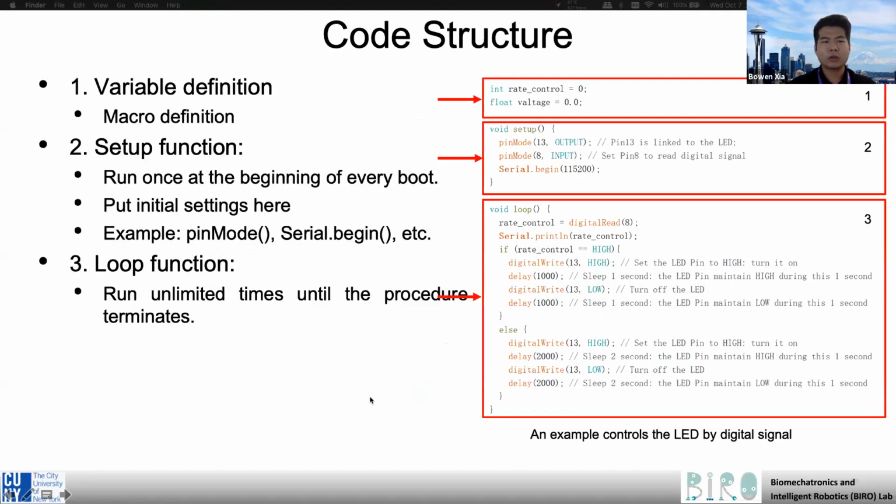And let's review the code structure of Arduino. The first part is the variable definition. The second part is the setup function. It only runs once at the very beginning of every boot. And then the loop function runs unlimited times, and this is the major part of the coding. You will do a lot of coding here.